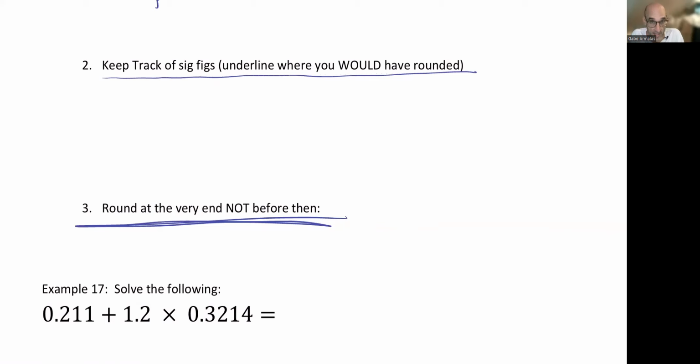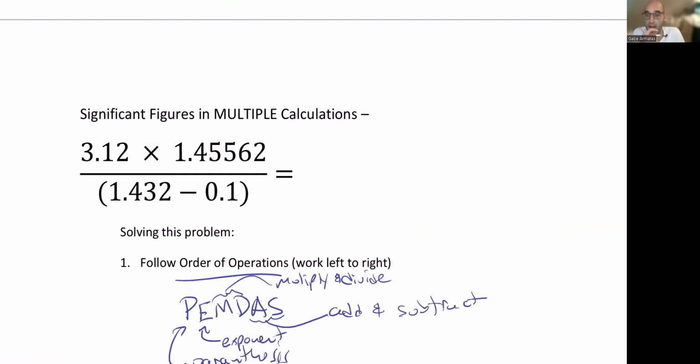And then I'm going to do the next operation. Underline where I would have rounded. I'm going to put everything from the calculator in, and on we go. At the very end, you underline where you would have rounded once you're out of operations, and then you finally round. Okay, so let's take a look. So here is my math.